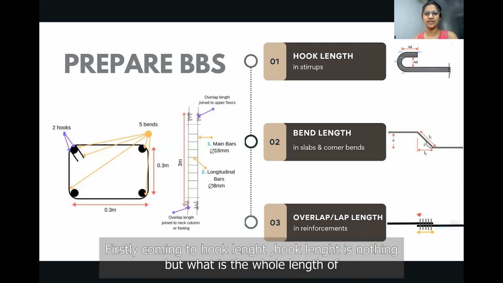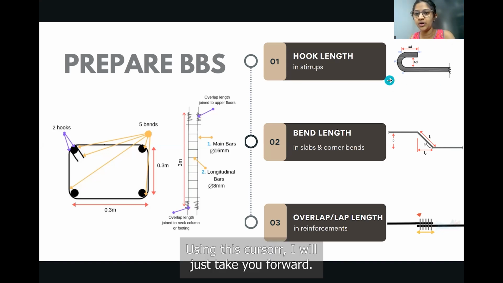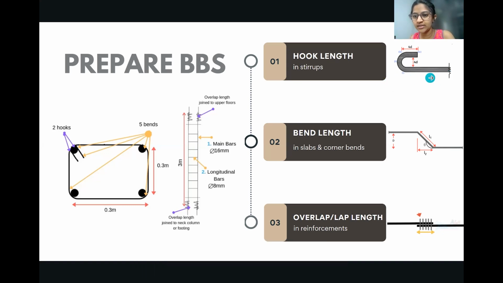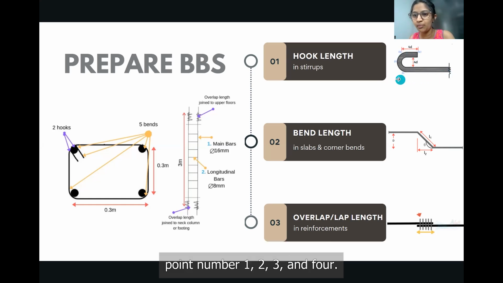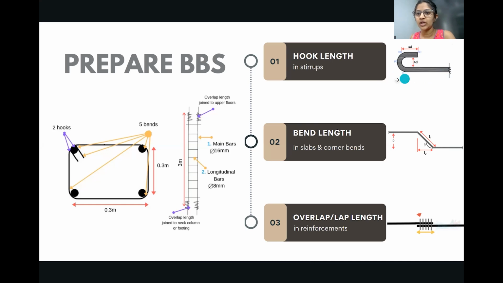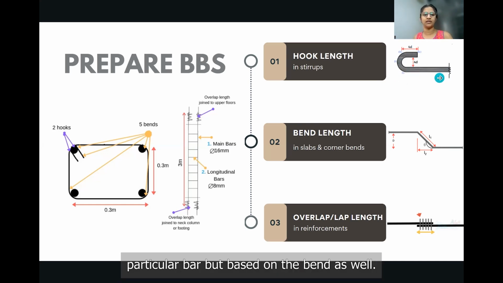Firstly, coming to hook length. Hook length is nothing but the whole length of the bar where it has been bent. Using this cursor, I will just take you forward. Now you can see this is one of the bars. Now there is a whole bend that is made over here. So the length, you will be dividing it as, you can see point number 1, 2, 3, and 4. So all of these things put together, you will have the whole length of this particular bar based on the bend as well. So that is called the hook length.